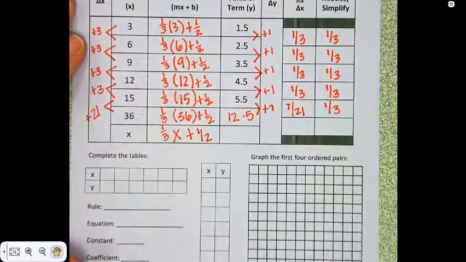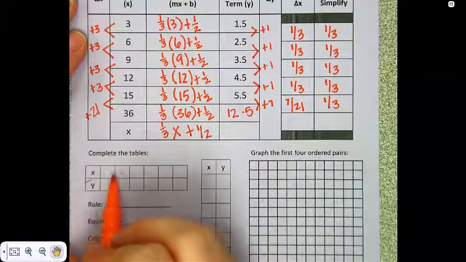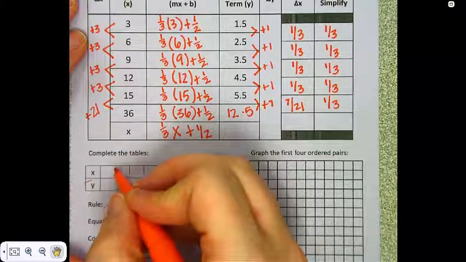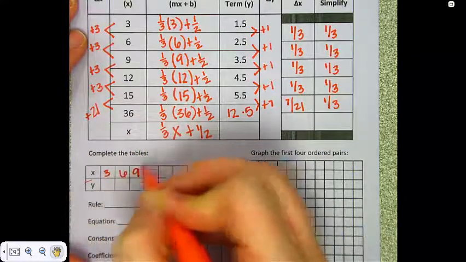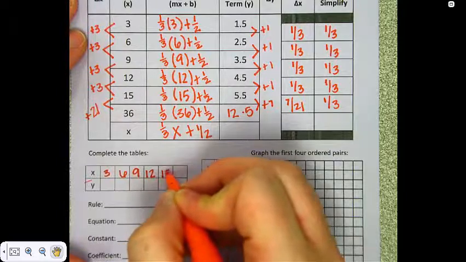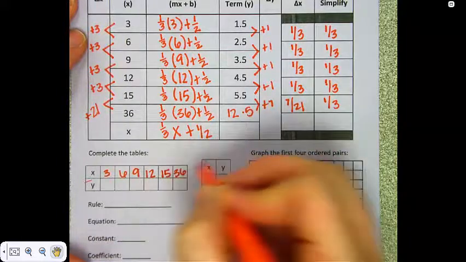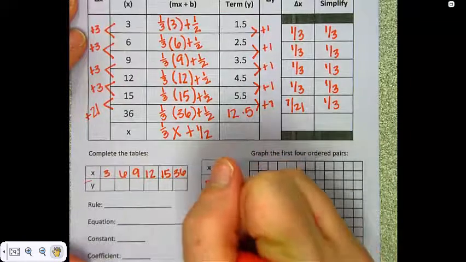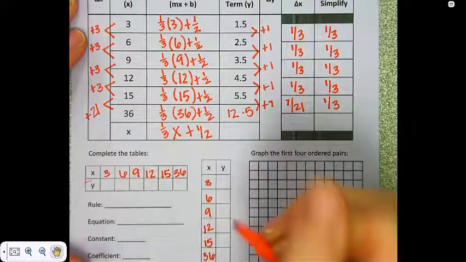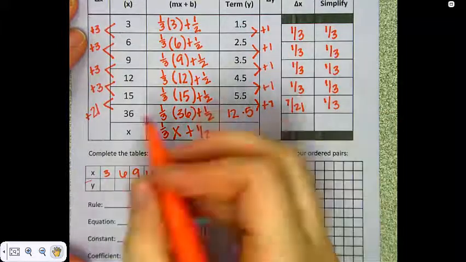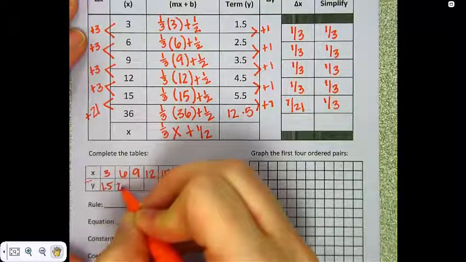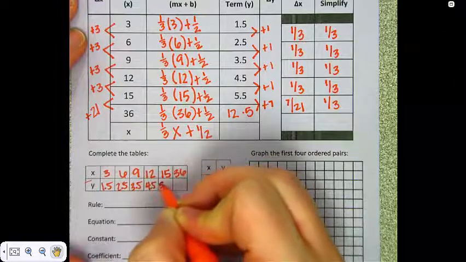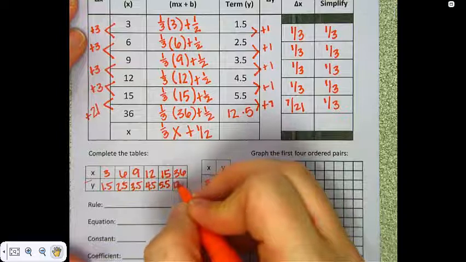So let's go ahead and fill out both of our tables. Remember that this table is just the horizontal version of this table. X is always x. It goes on top, it goes on the left. 3, 6, 9, 12, 15, 36. And then I have 1.5, 2.5, 3.5, 4.5, 5.5, and 12.5.